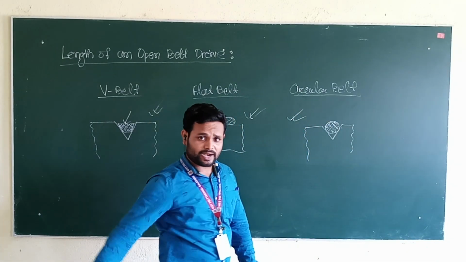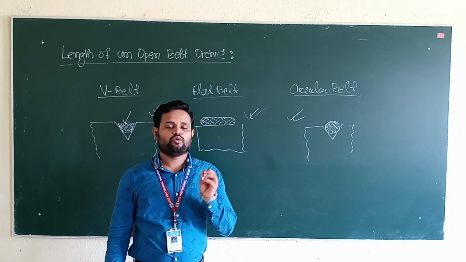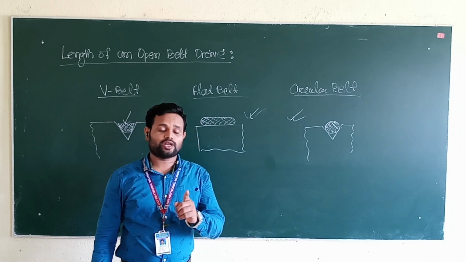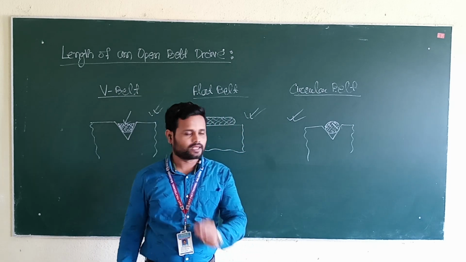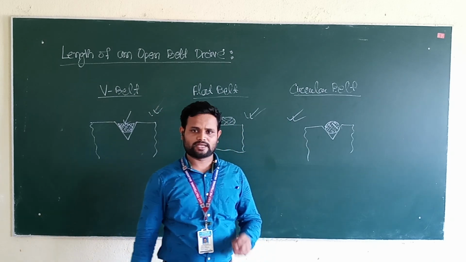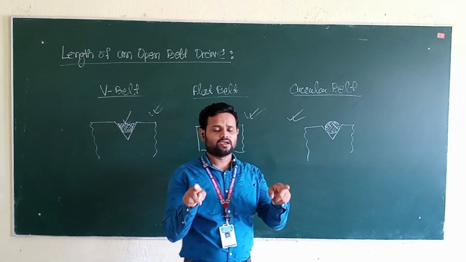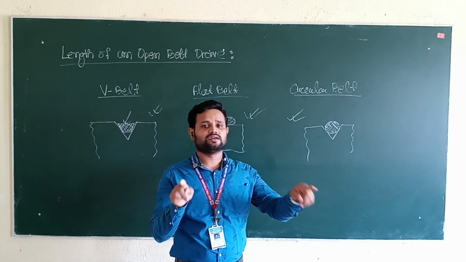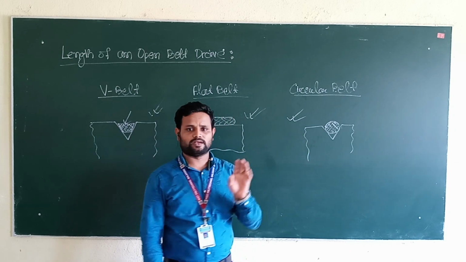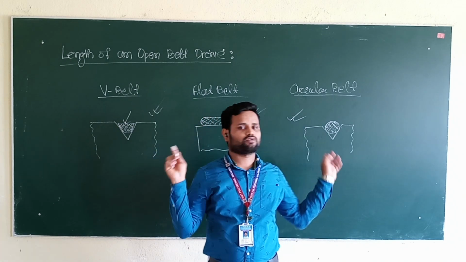Then the third one is the circular belt. The circular belt is used in factories and workshops where a greater amount of power is to be transmitted. Again, when the two shaft pulleys are more than 8 meters apart, then you can use a circular belt. So this is clear: V belt, flat belt, and circular belt.